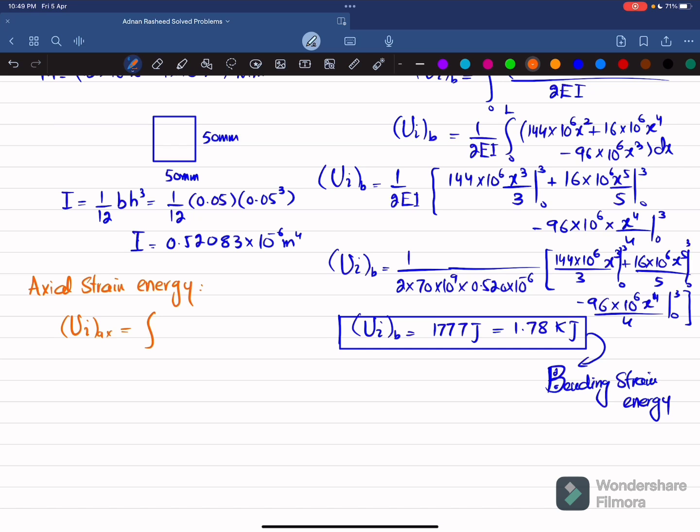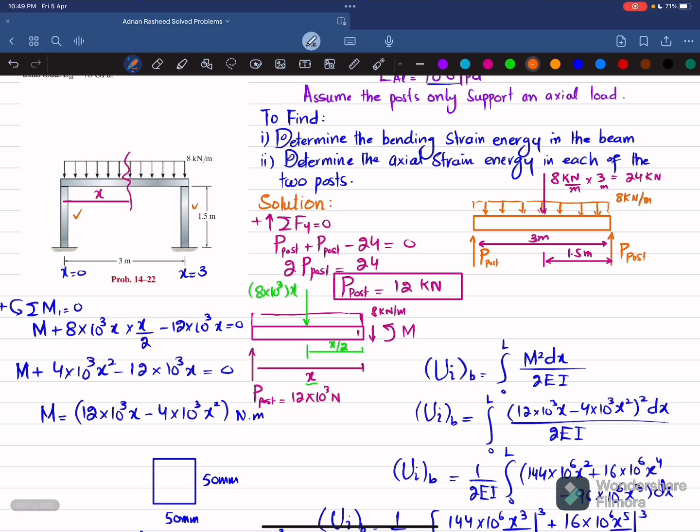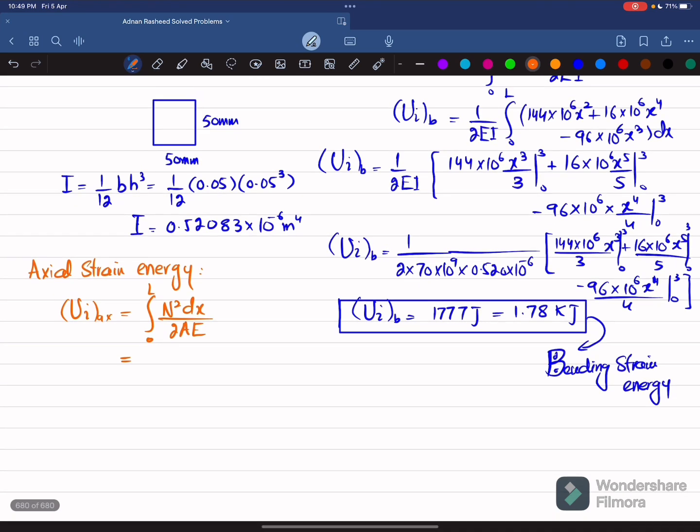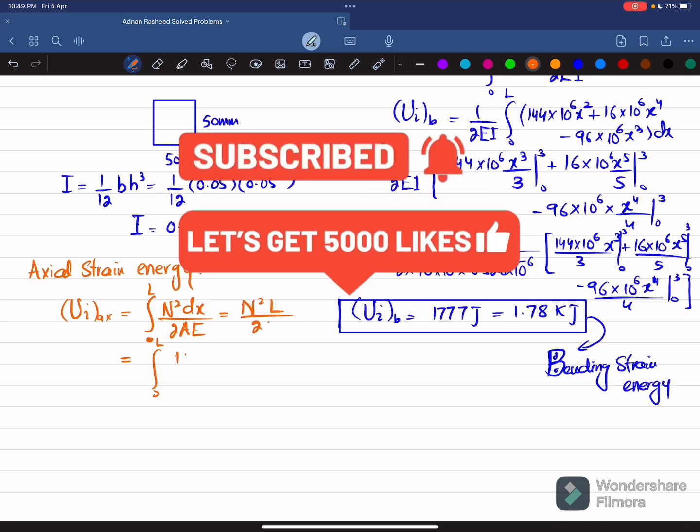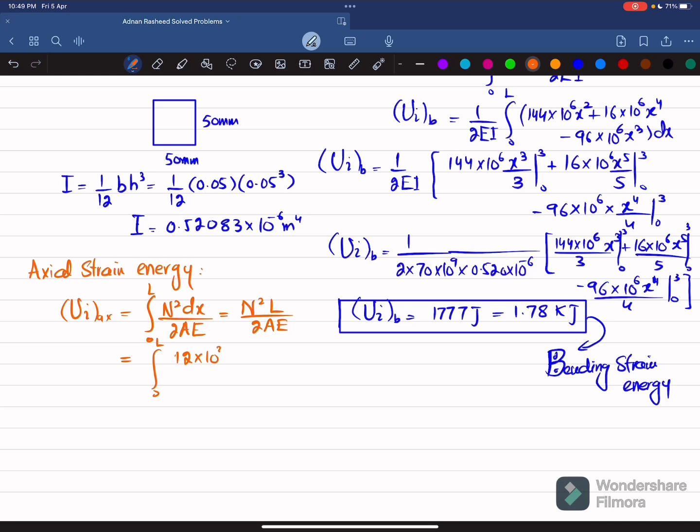strain energy due to axial loading is equal to the integral of 0 to L N square dx divided by 2AE. Clear? So N is actually the normal load or axial load. You can see the axial load of this post is P, 12 kilonewton. This beam applies a 12 kilonewton load on this post. So from 0 to L, 12 kilonewton, that is equal to N square L divided by 2AE. So 12 into 10 to the power 3 whole square. We know that axial strain energy is equal to normal load square into L divided by 2AE, so if you write this or this, both will give you the same thing.